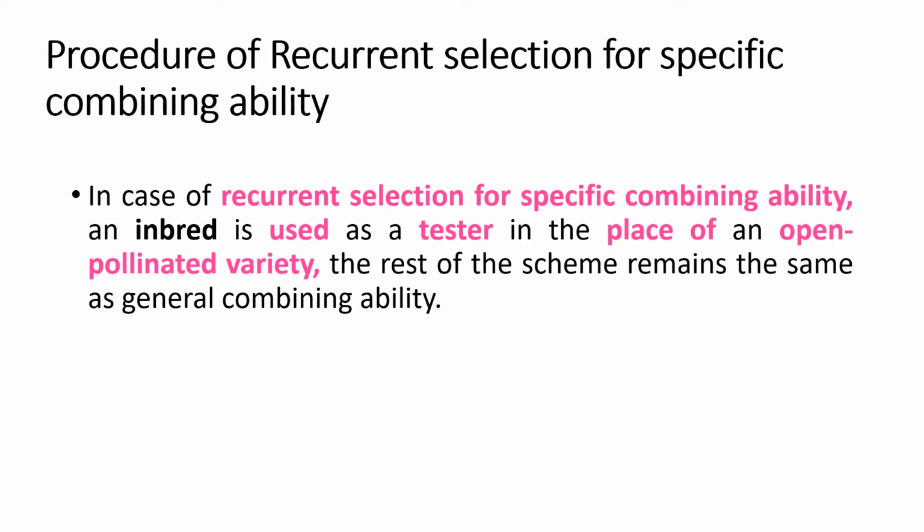Now come to the procedure of recurrent selection for specific combining ability. In this case, an inbred is used as a tester in place of an open pollinated variety. The rest of the scheme remains the same as in general combining ability.